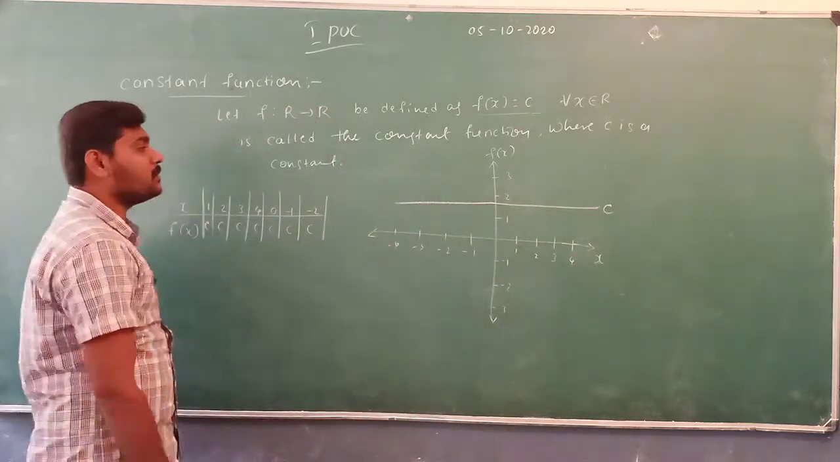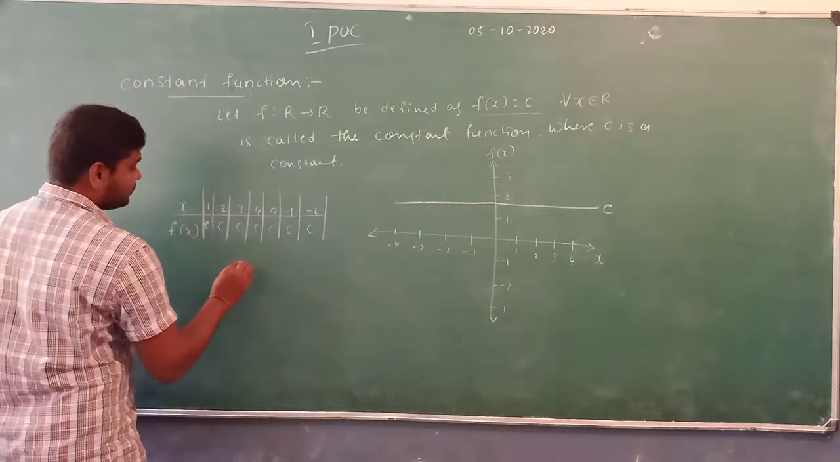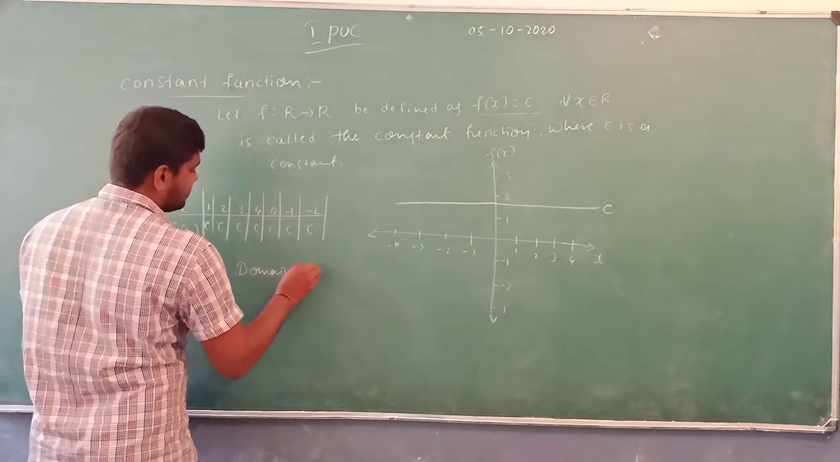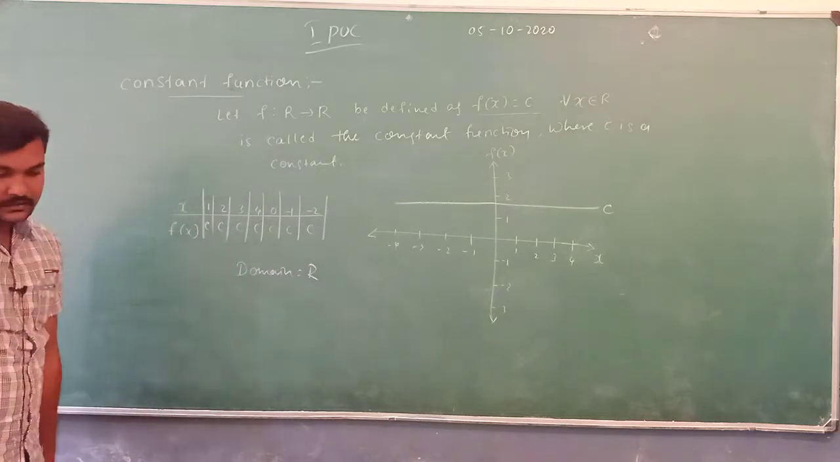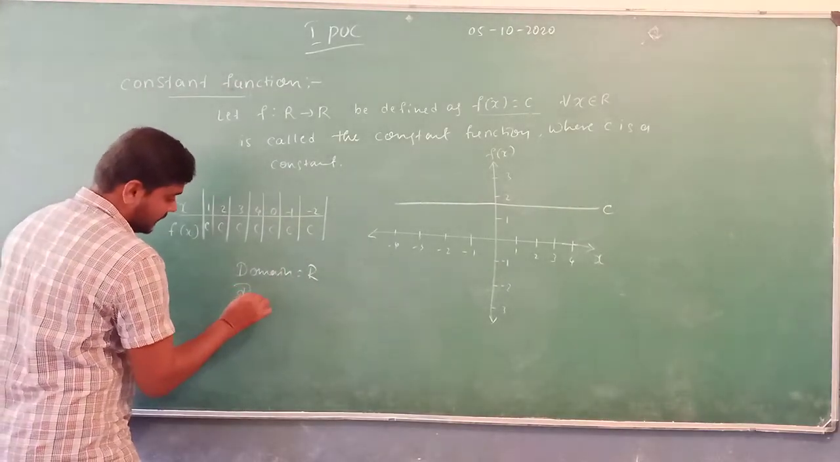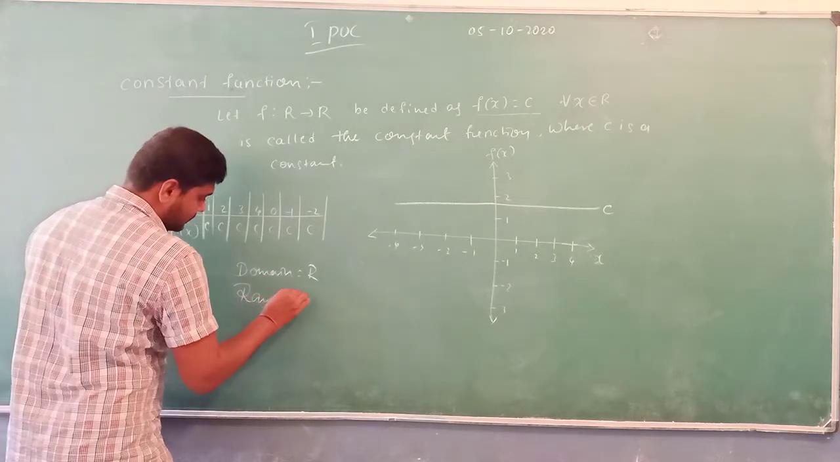So here the domain is going to be R. What about the codomain? R. What about the range? The range is going to be c itself.